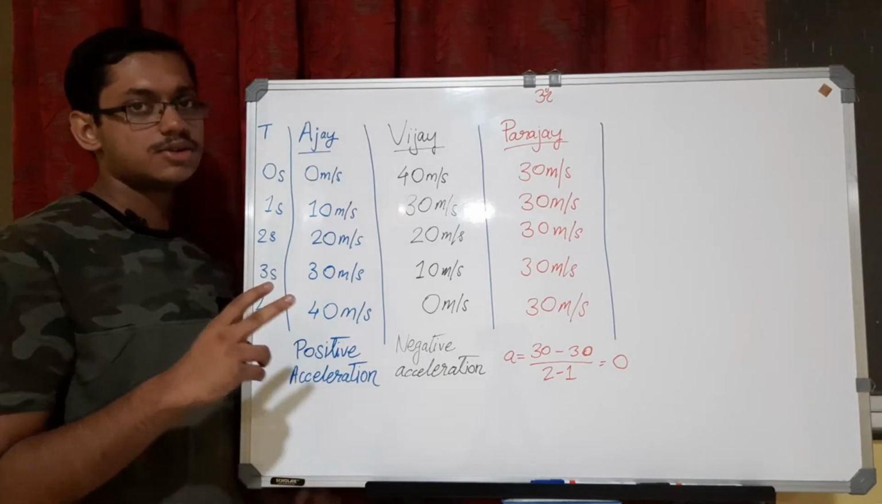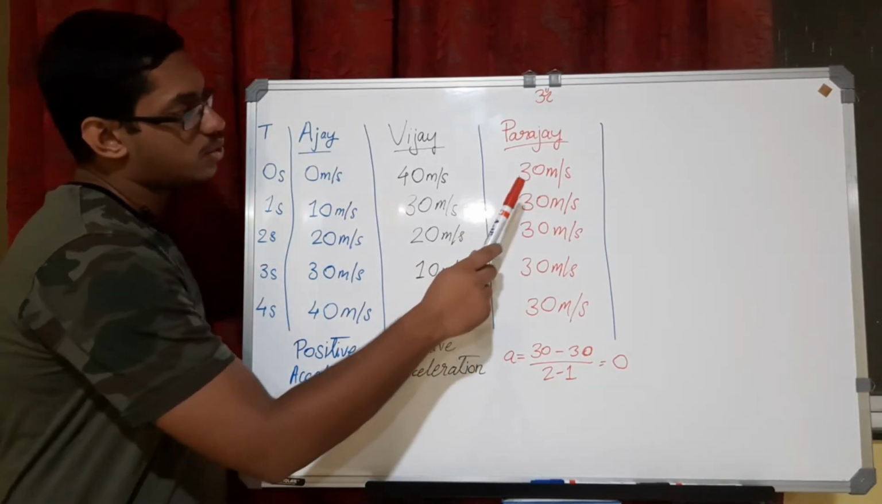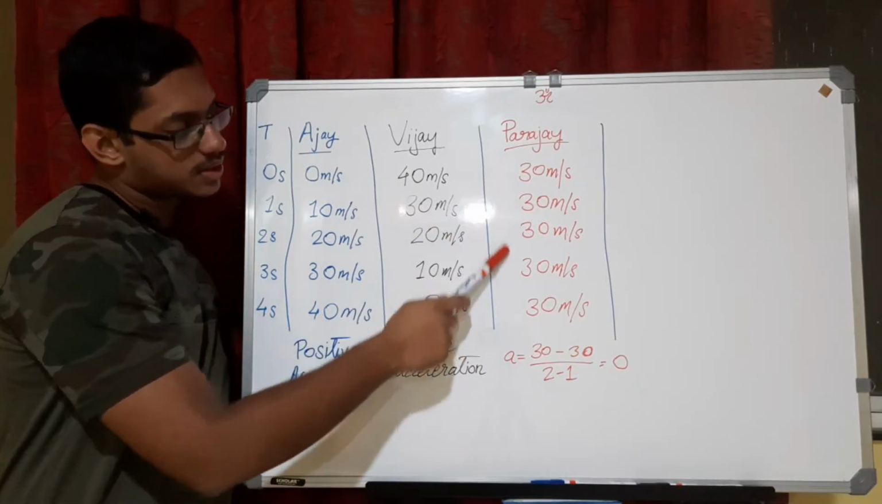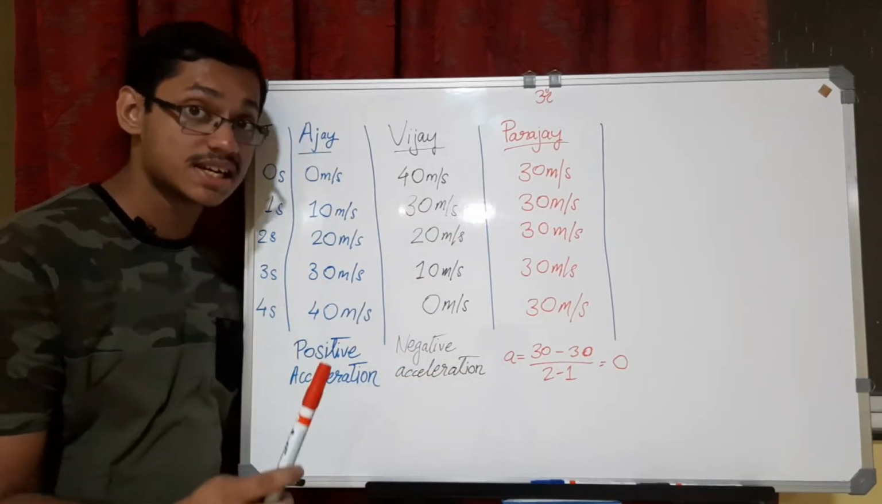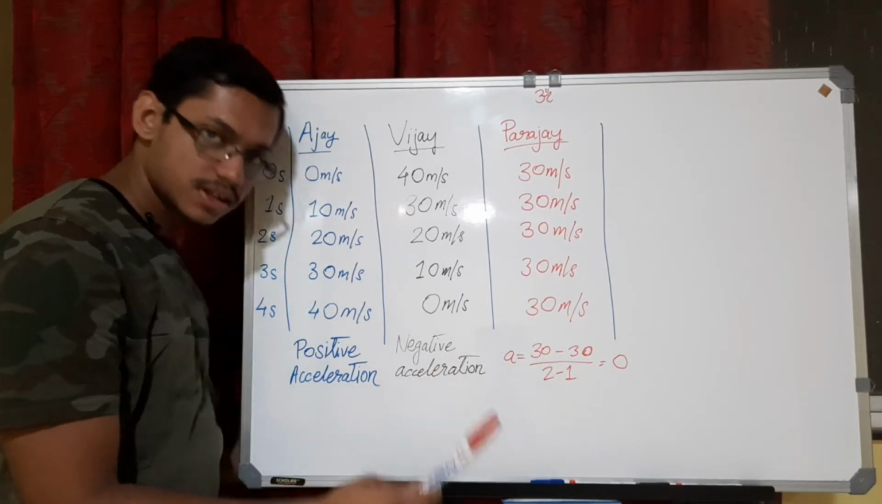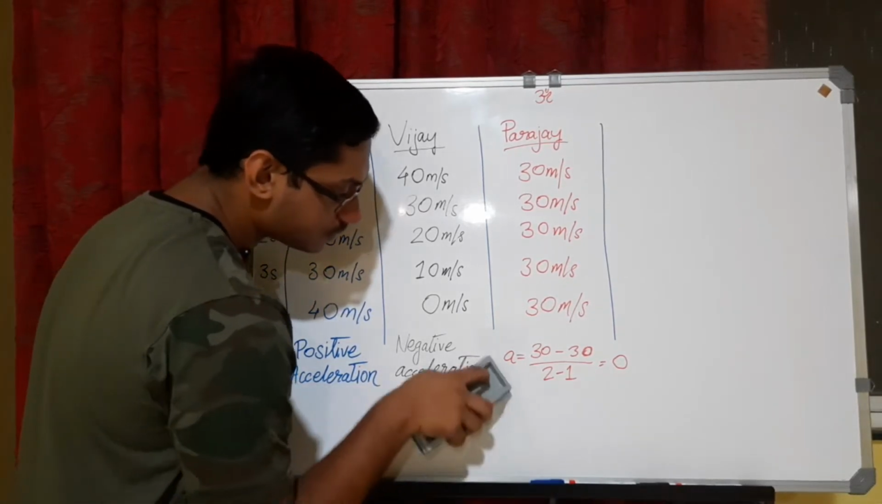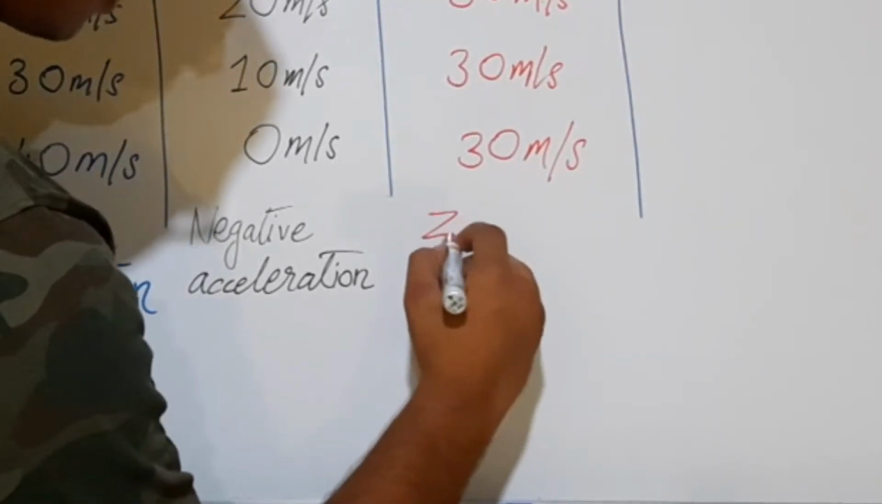So two things to learn about zero acceleration. One, when the velocity is constant, it is zero acceleration. Also, when we substitute in the formula, it will turn out to be 0. So it is zero acceleration.